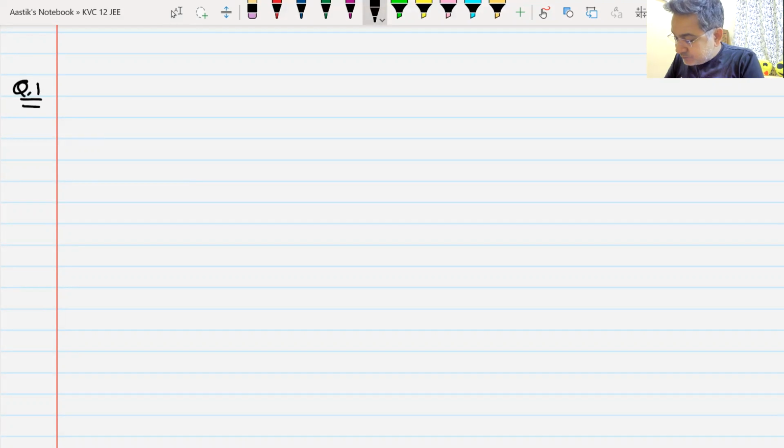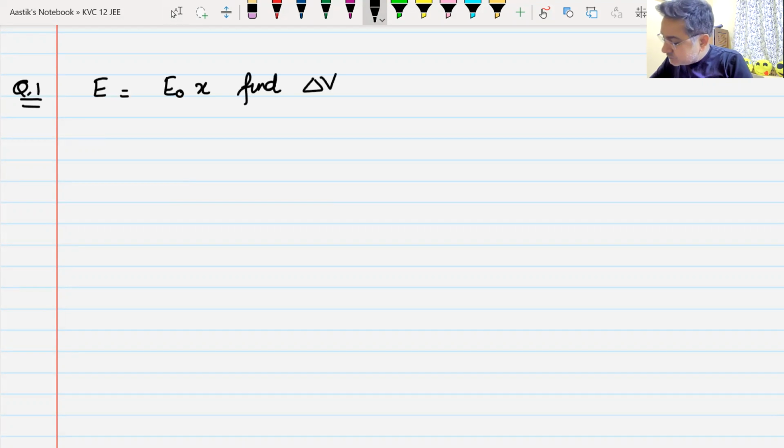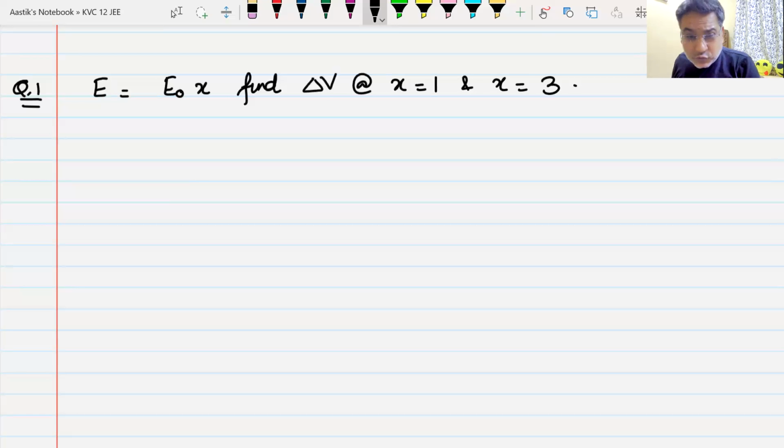So question number 1. Electric field, let me not use vector now. Electric field at any space is given as E naught into x. Find the potential difference between 2 points at x equal to 1 and x equal to 3. So do it fast. You have exactly 2 minutes to do the question, get the answer and stay happy.